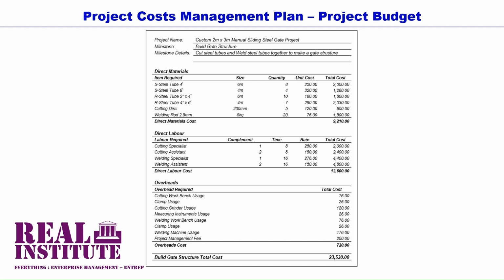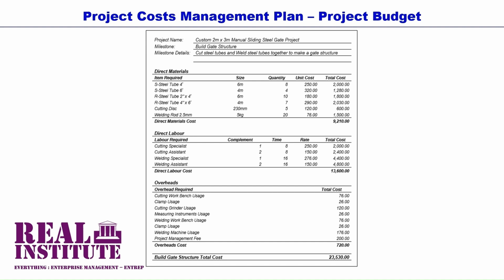The direct labor costs are as detailed. A cost of 2,000 is for a single cutting specialist for a full day's work of 8 hours at a rate of 250 per hour. Then a cost of 2,400 is for 2 cutting assistants, also for a full day's work of 8 hours at a rate of 150 per hour for each assistant.